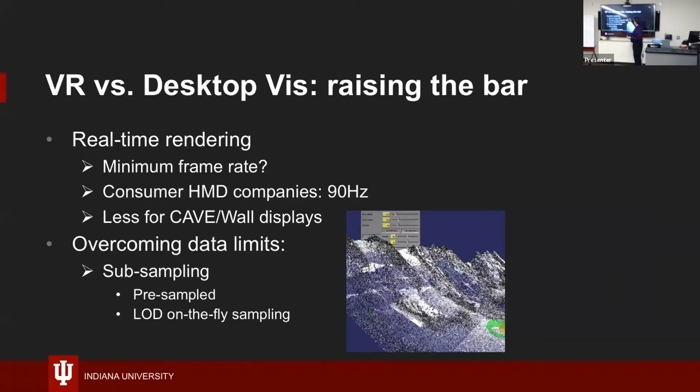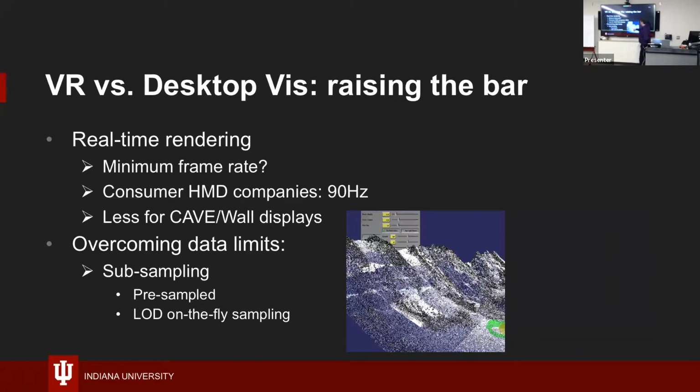This requirement of 90 hertz actually isn't quite as high if you have a cave or an IQ wall, kind of flagship style system. That's because the displays aren't moving. When the displays move, then we have to render a little faster. So one of the things we have to do for that is to somehow overcome the data limits. One way to do that is subsampling.